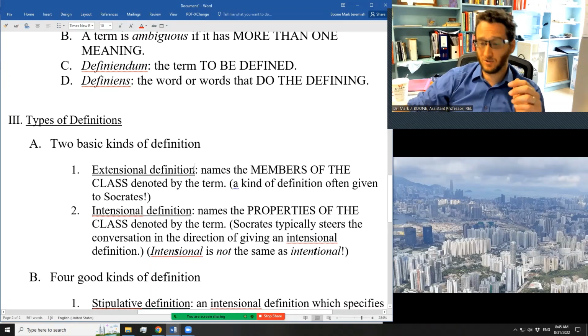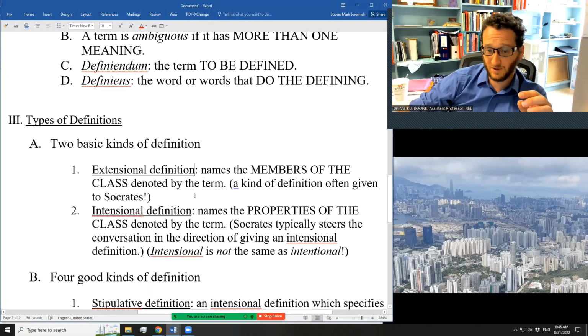All right, an extensional definition names the members of the class denoted by the term. An intensional definition names the properties of the class denoted by the term. In Plato's dialogues, you see this a lot. Socrates will ask, what is justice? And someone will say, let's do justice. I think that will work in the first book of the Republic, but I don't feel like doing justice.